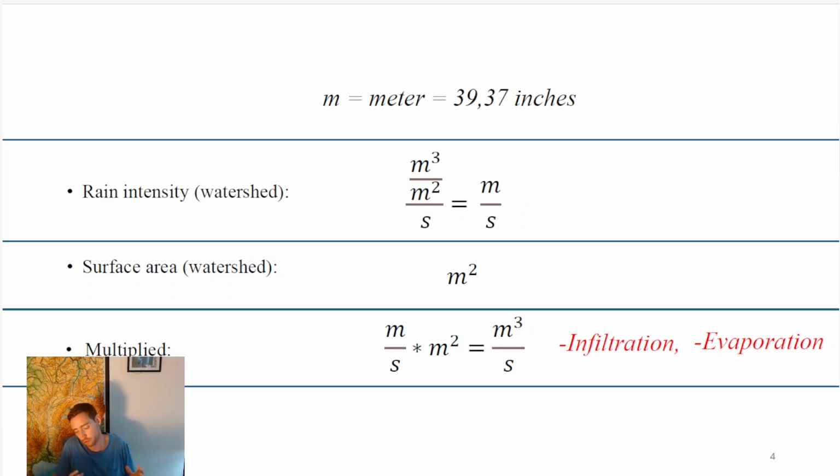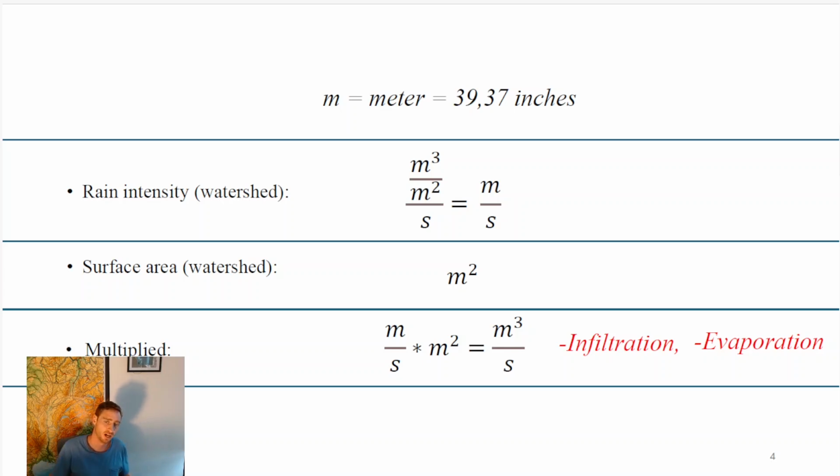So the volume of water that moves through these rivers is simply the product of the rain intensity in meters per second and the surface area of the watershed. So roughly, the volume that is going to move through the river is these two different parameters multiplied by each other. Obviously, the world is a little bit more complicated than that.